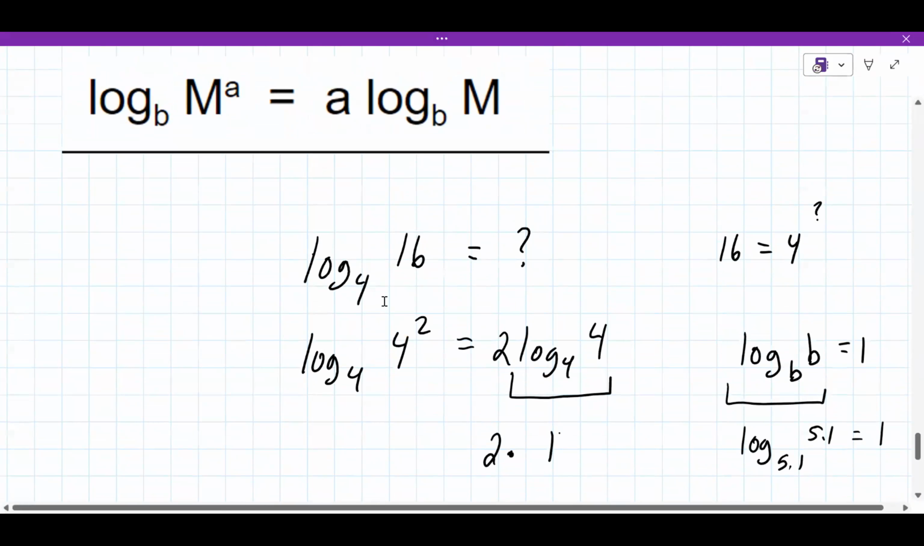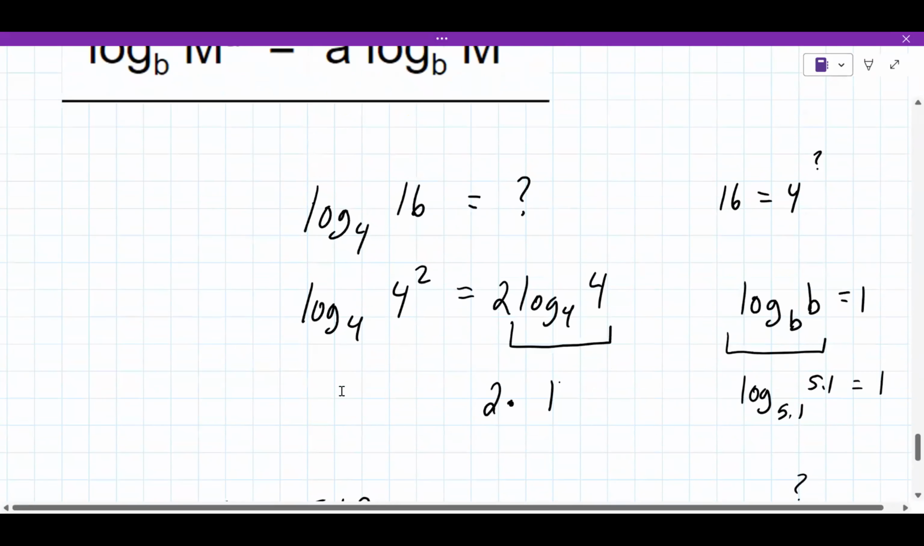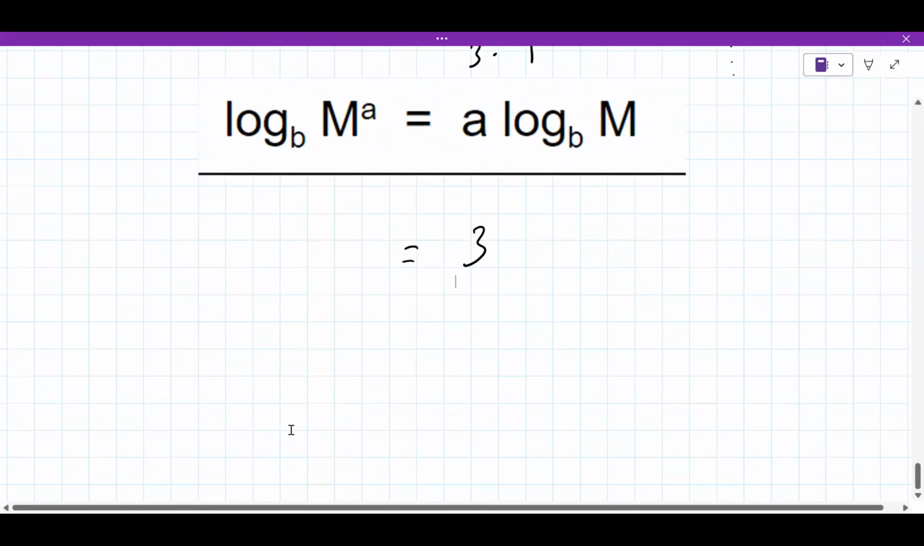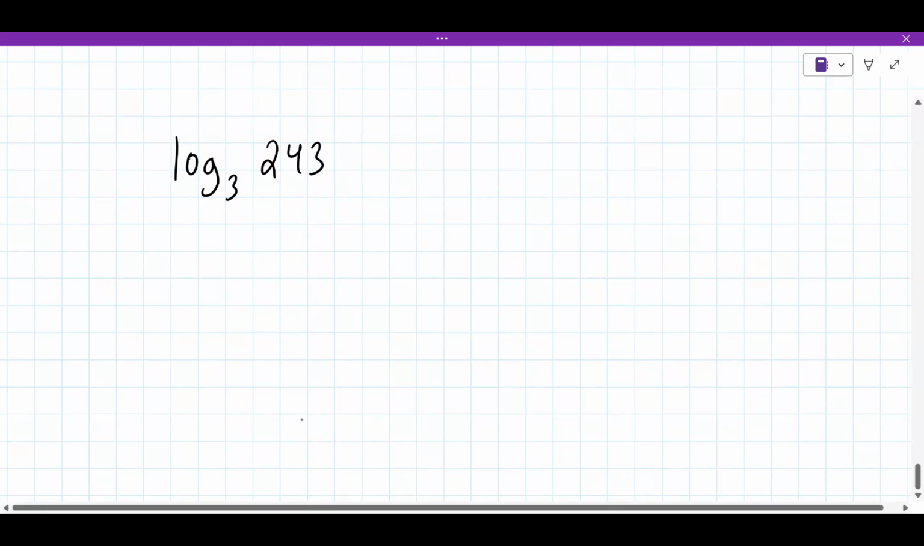Okay, let's do one more. What questions do you have before we do this? Because the process is the same. You're rewriting whatever I'm giving you with the same base to some power. 16 went to 4 because there was a 4 here. 512 went to 8 because there was an 8 here, which is the base. Okay, got it. So let's try another one. Let's go log base 3 of 243.